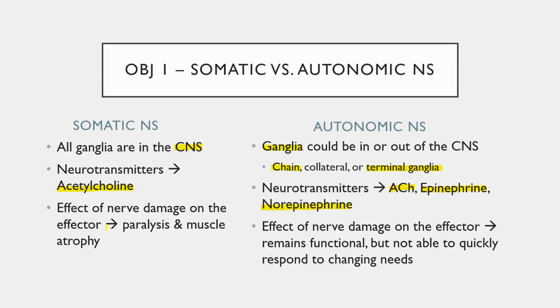Now, in terms of damage, if you were to damage your somatic nervous neurons or somatic nervous nerves, it could lead to paralysis of the muscle or atrophy, where essentially the muscles just kind of break down. Remember, if we don't move our muscles, they're going to deteriorate. And then with nerve damage in the autonomic nervous system, they can actually still work, but they're not going to be as quick to respond. So it just kind of slows their response, and we may not maintain homeostasis quite as well.